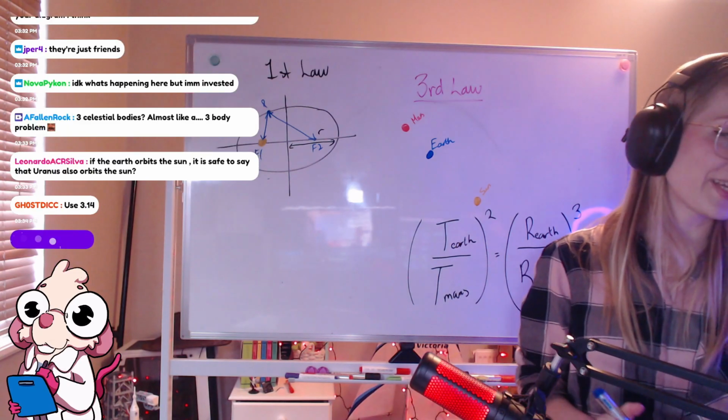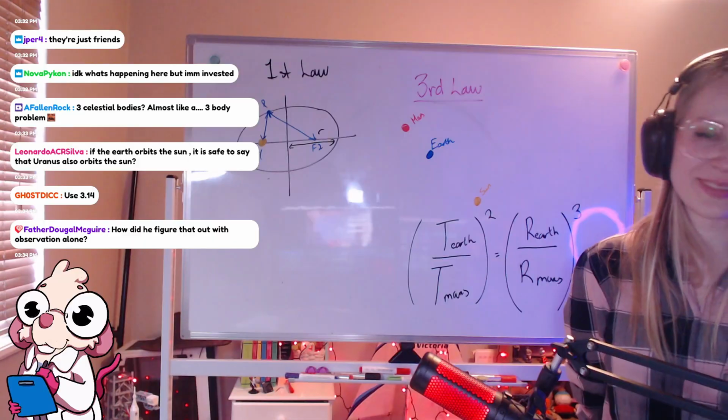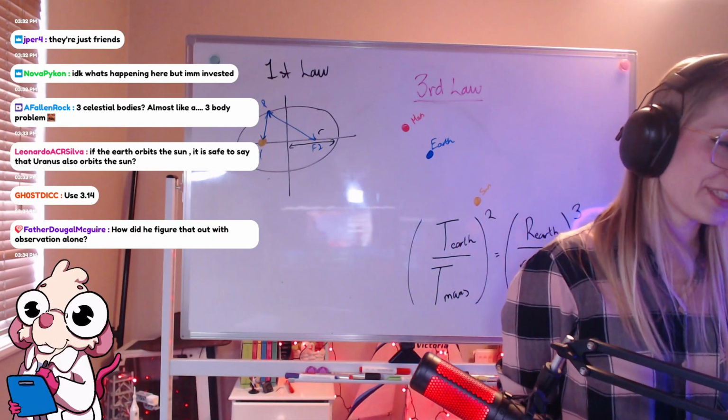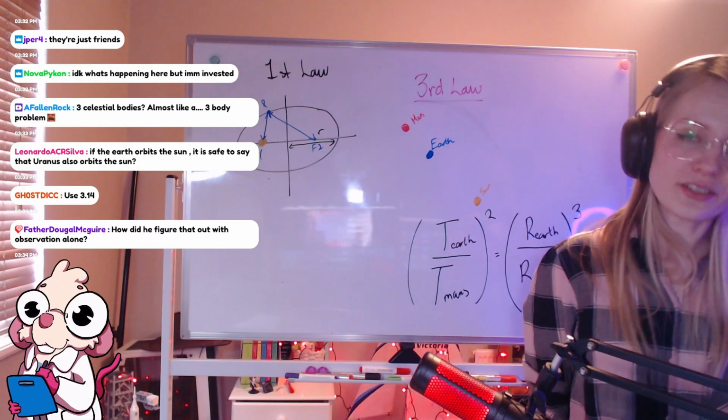I don't know what's happening here, but I'm invested. Three celestial bodies, almost like a three-body problem. Have you watched the TV show or the movie? How did he figure this out by observation alone? Absolutely incredible.